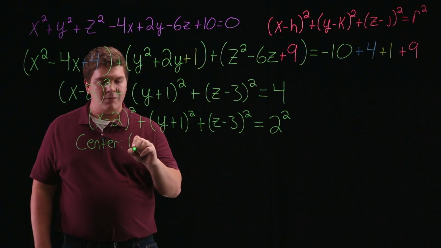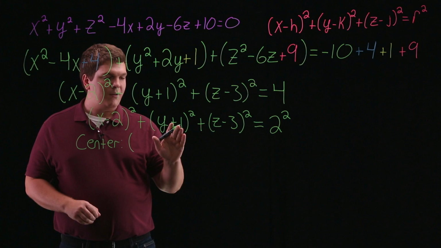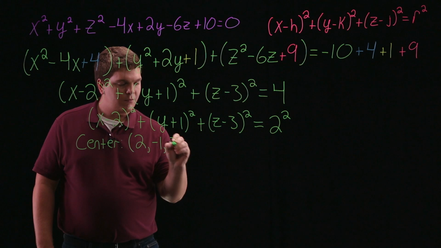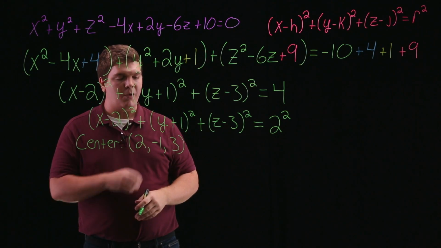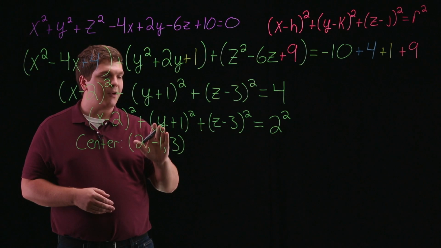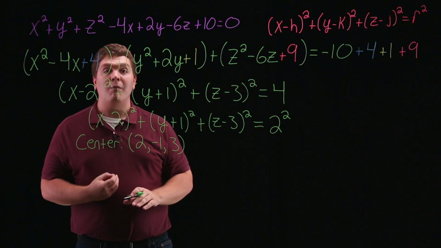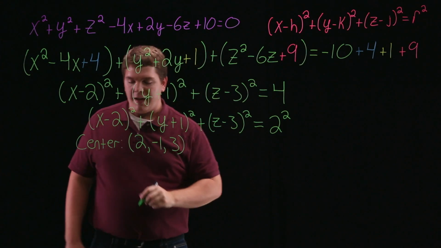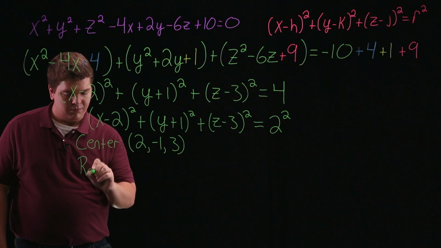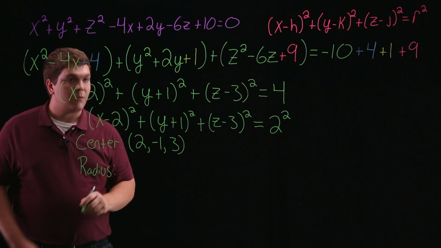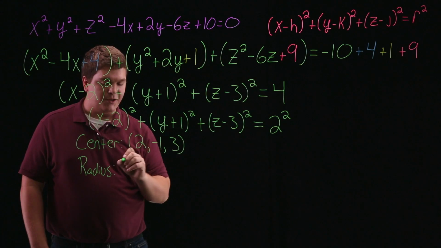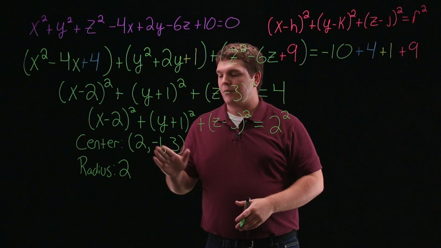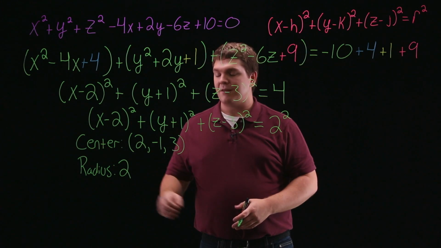The center of the sphere will come from looking at 2, negative 1, and 3. The reason the y-coordinate of the center is negative is that we want to think about y plus 1 as y minus negative 1, so that it matches up with the standard form of a sphere. And the radius will just be the r value, which in this case is 2. So the center of our sphere is (2, negative 1, 3), and the radius of the sphere is 2.